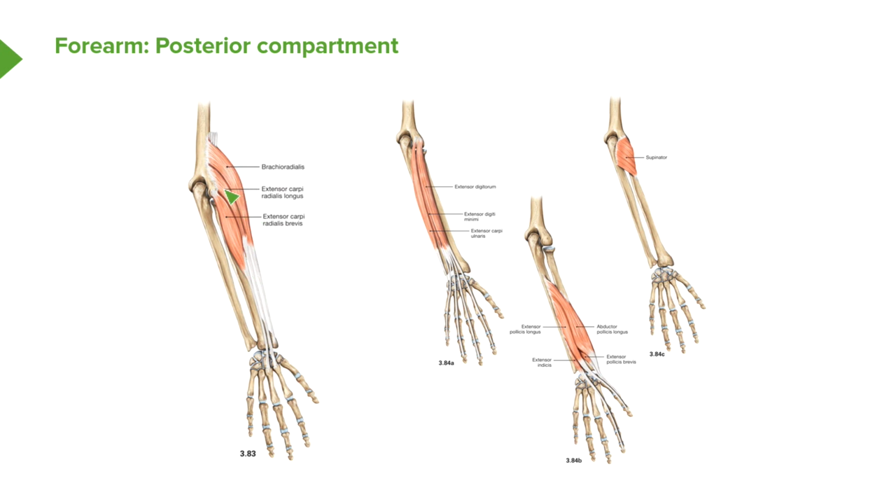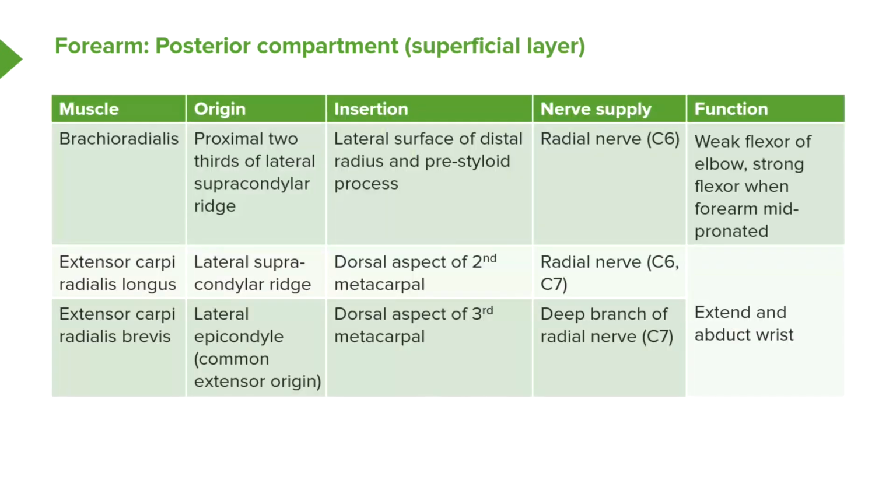We can then see two muscles, and these are known as extensor carpi radialis. We have a longus version and we have a brevis version. These are coming from the humerus, from the lateral epicondyle, as we'll see. So we can see brachioradialis, extensor carpi radialis longus, and extensor carpi radialis brevis. Here we can see their attachment sites.